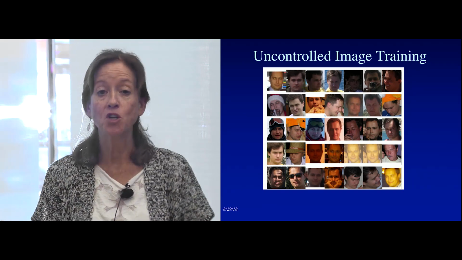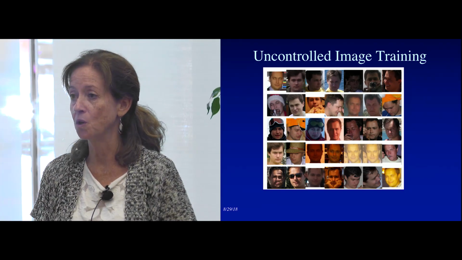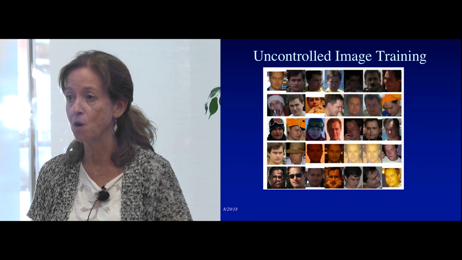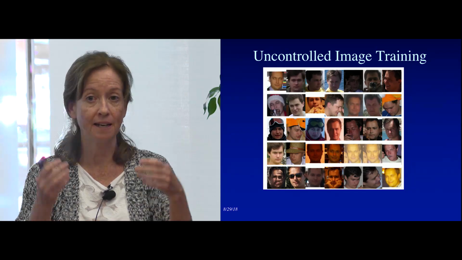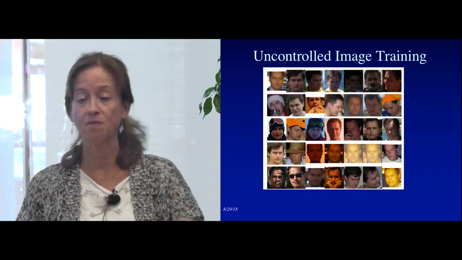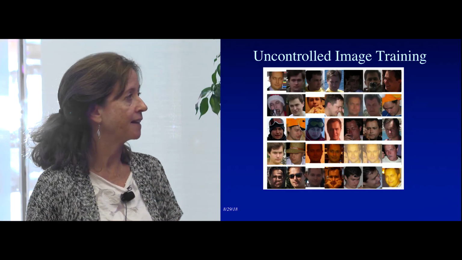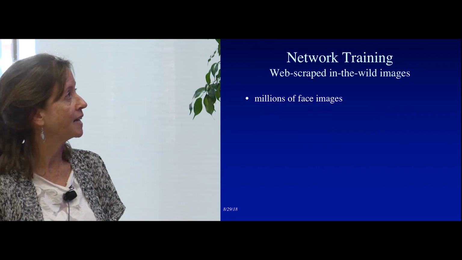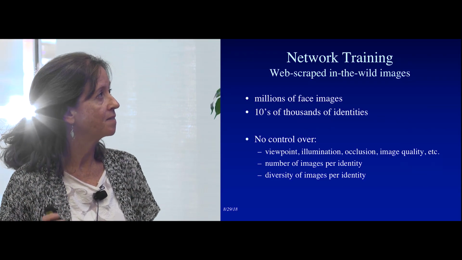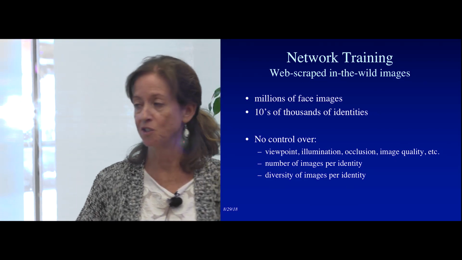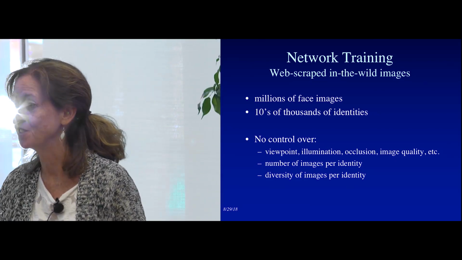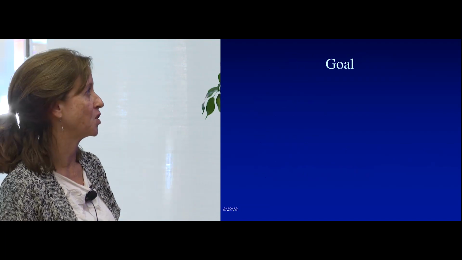And where the control lacks is you have no control over illumination, viewpoint. You don't know how many images you have of any given identity. You might have a lot of one person and less of another and so on. You might have different diversity. So everything that they could find went into the training. Millions of images, tens of thousands of identities, and no control over any of this stuff. And so that's why more is better. Hopefully you get what you need if you have enough images.